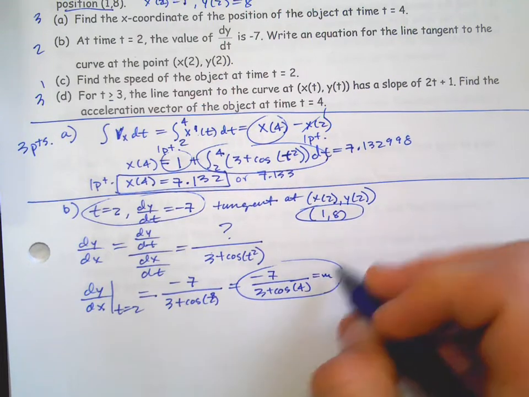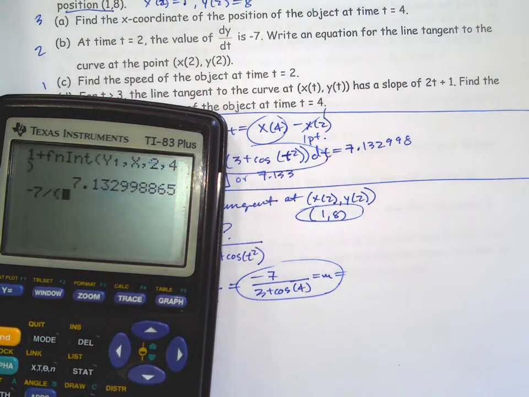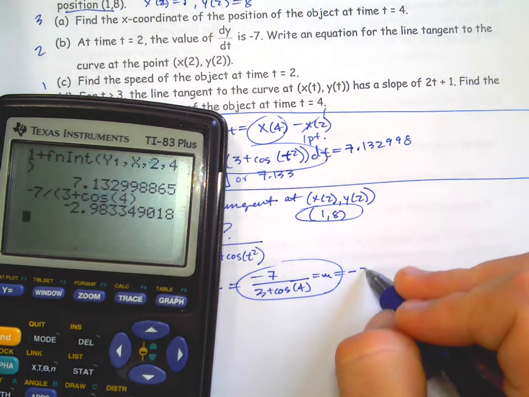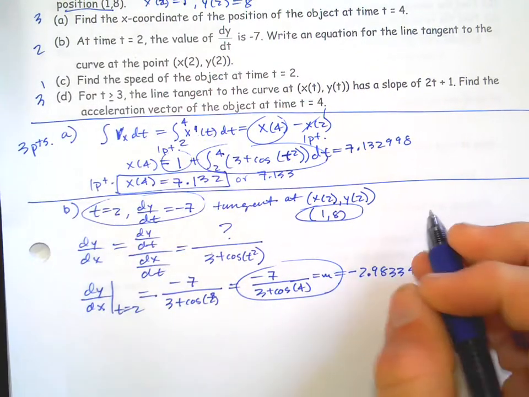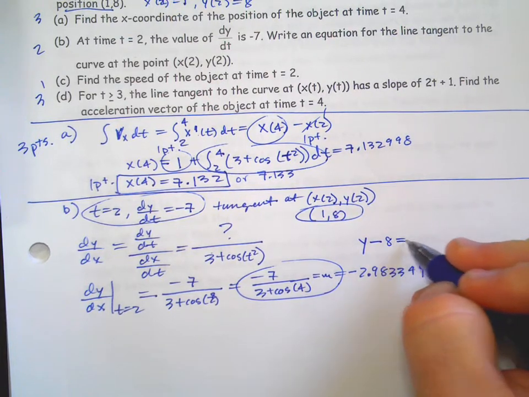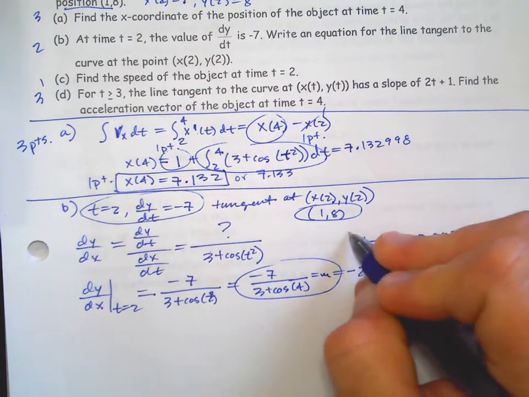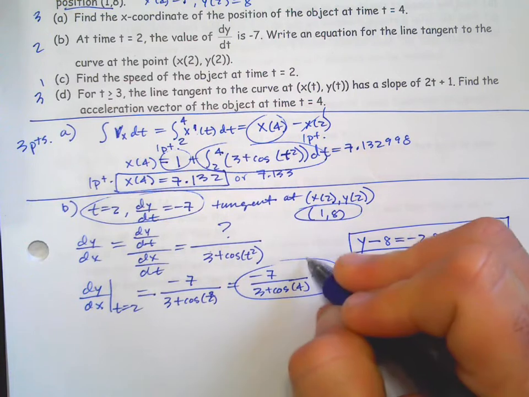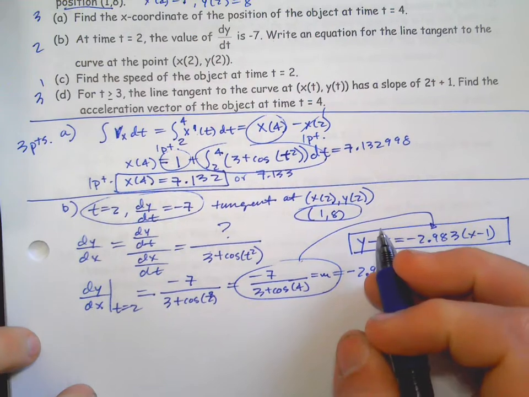So, I mean, we could use our calculator to give us that value. 7 divided by 3 plus cosine 4, negative 2.983349. And we could write the equation y minus 8 equals negative 2.983 x minus 1. If you wanted to, you could just put this in instead of the decimal. That'd be exact. That'd be fine.